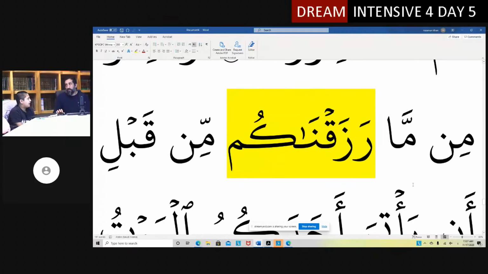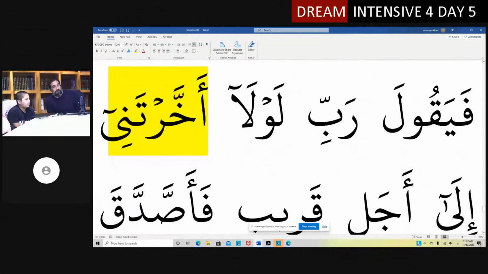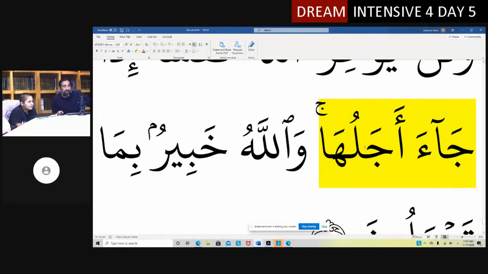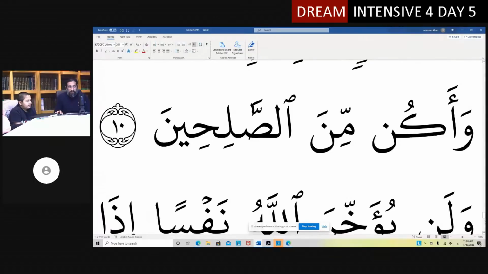Razaqnakum. What's to be ignored? The kum. What's left? Na. Which is the nahnu version. Very good. Exactly. Akhartani. This is tough. What's to be ignored? The ni is ignored. What's left? Akharta. Ta. So it's anta. Anta akharta. Forget about ajalu, but ja'a, the huwa version. Okay, so at least we know that they're past tenses and how the endings are, right?